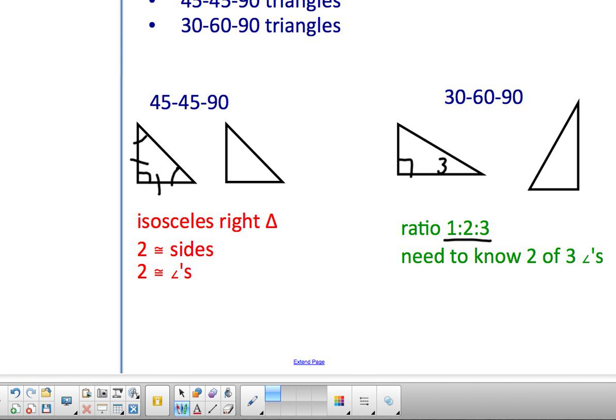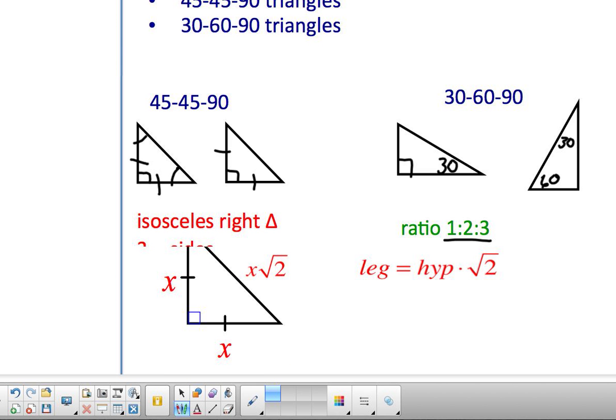In a 30-60-90 triangle, the angles are in a ratio of 1 to 2 to 3. And we need to know 2 out of the 3 angles to be able to know that it's a 30-60-90 triangle. For example, if we knew this was 90 and we knew this angle was 30, we could subtract from 180 to conclude that the angle at the top here was 60. In another example, let's say I knew this angle here was 30 and I knew this angle down here was 60. I could add those together and again subtract from 180 to conclude that this was a 90-degree angle.